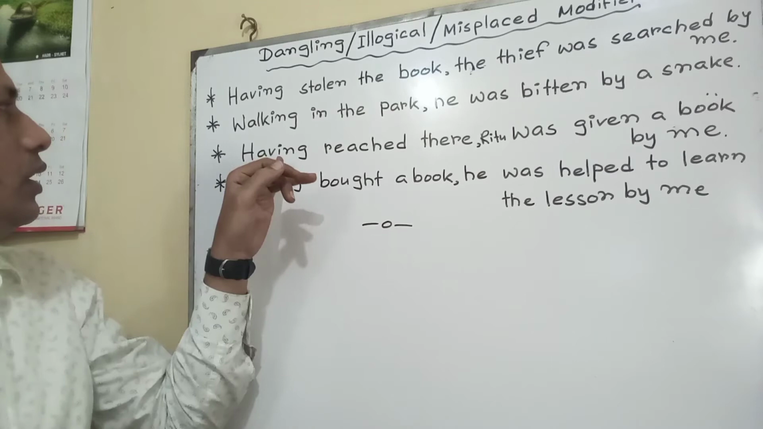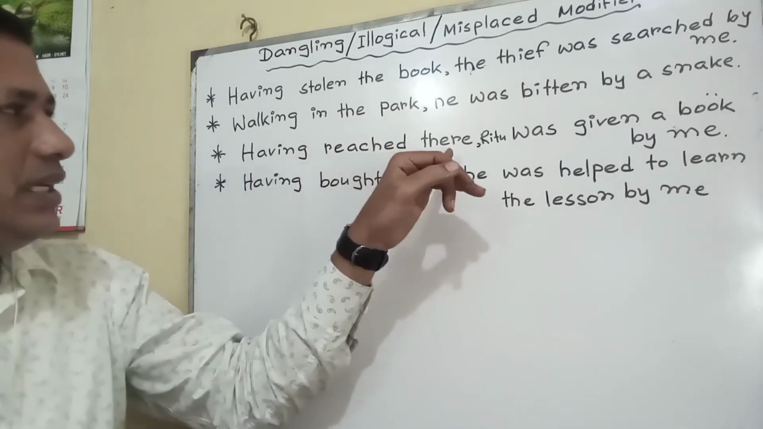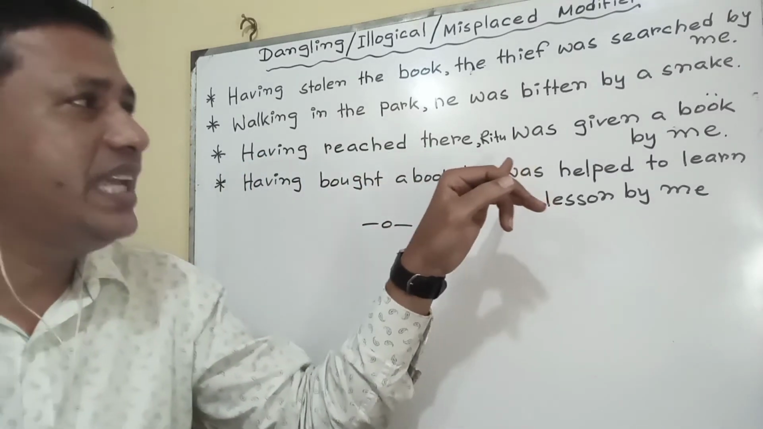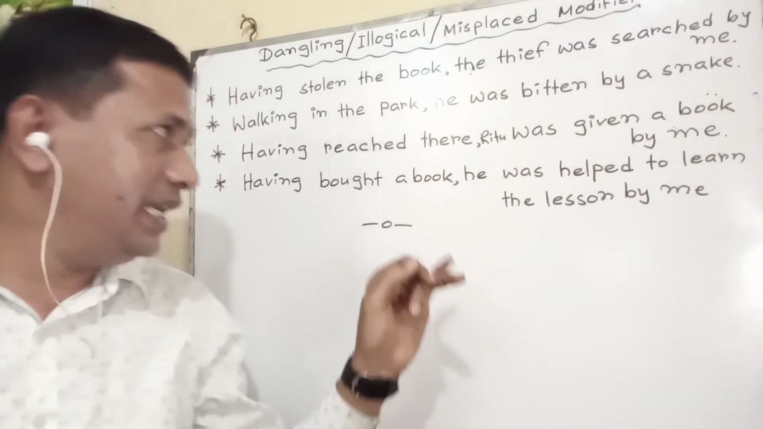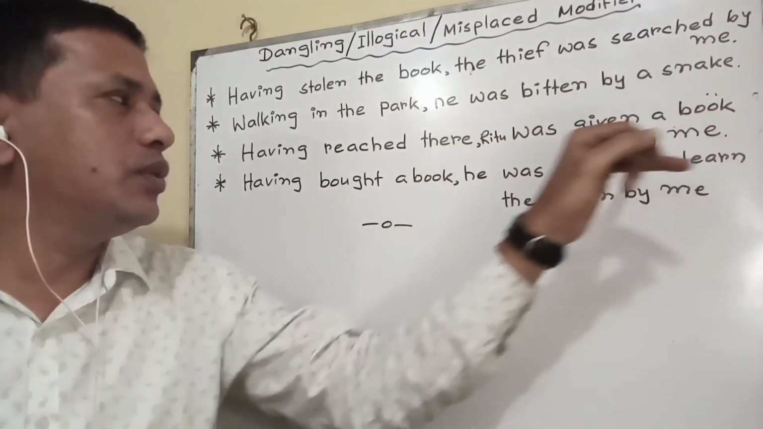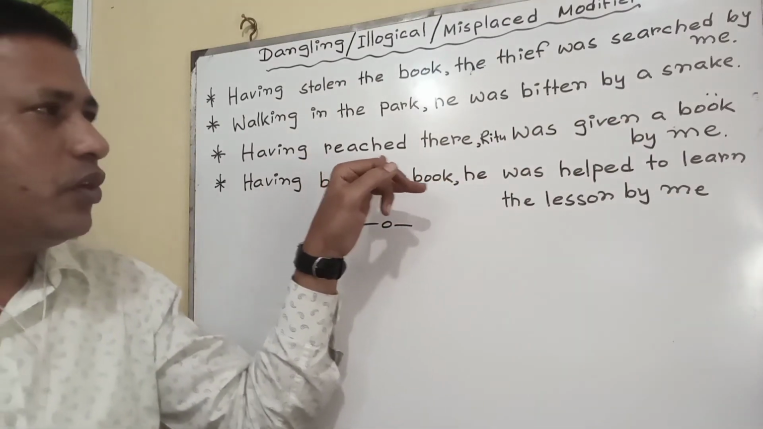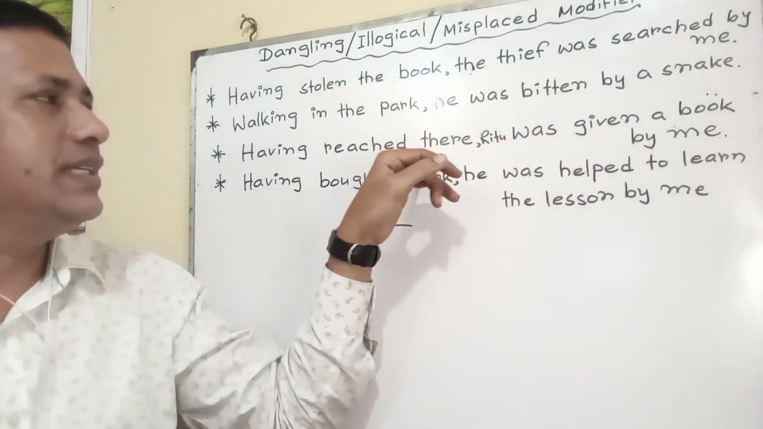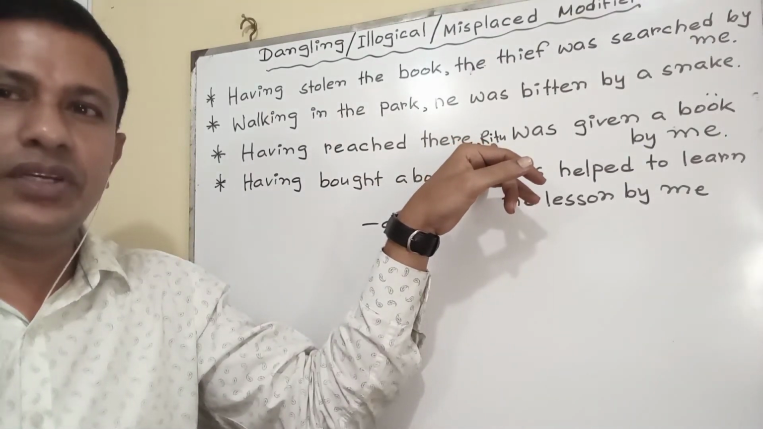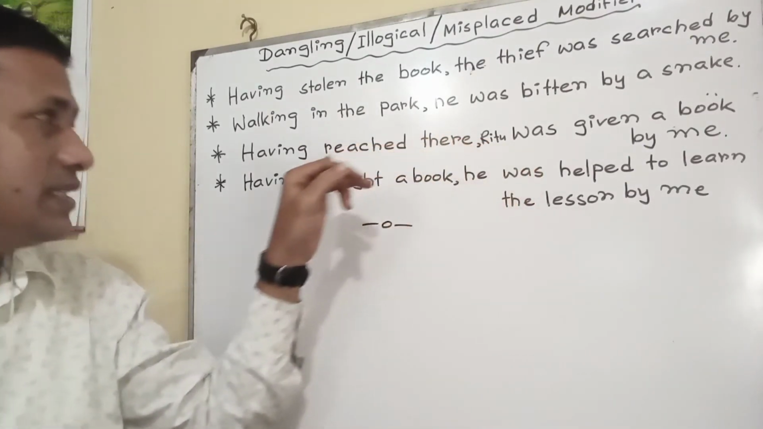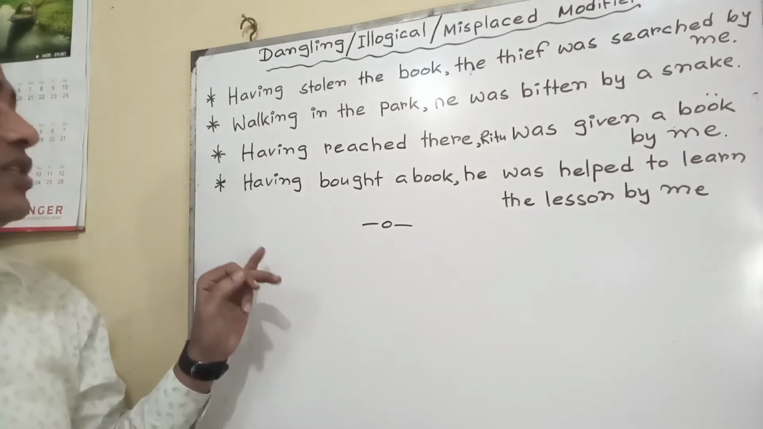Again we are going to example number 3. Having reached there, I gave Ritu a book. That should be. But here Ritu was given a book. That means this modifier is not modifying or qualifying this one, rather it is qualifying or modifying this subject or this person. That's why it is illogical or misplaced or dangling.